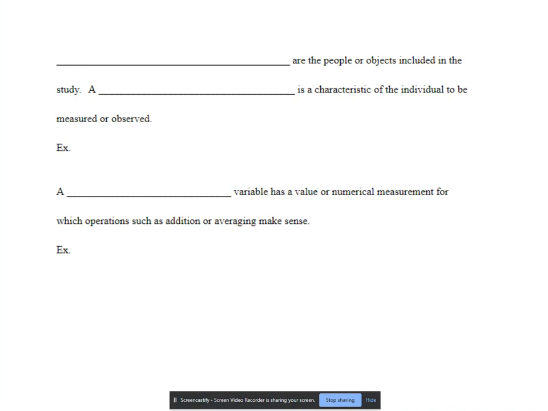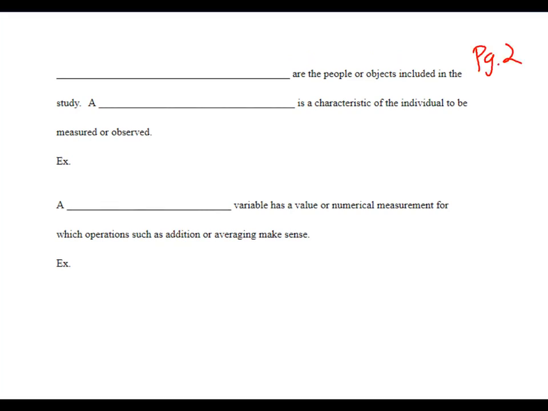If you go to page 2, right up here, individuals are the people or objects included in the study. A variable is a characteristic of the individual to be measured or observed.